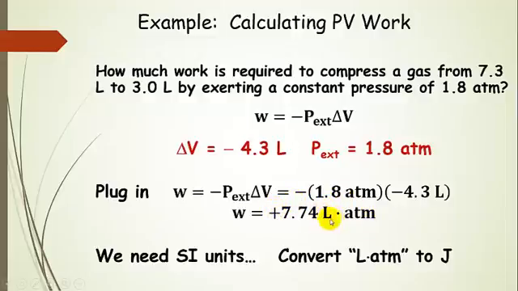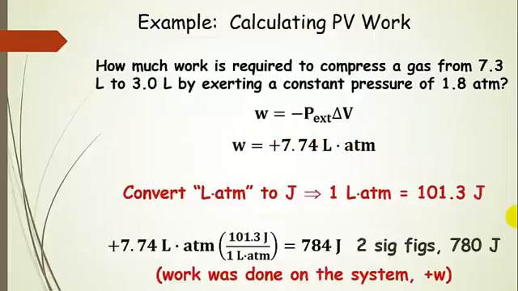And then we need to think about things, because look at those units: liters times atmosphere. Those aren't SI units, so we're going to have to convert those liter atmospheres to joules. The conversion for that is 1 liter atmosphere is equal to 101.3 joules. So if we take our 7.74 liter atmospheres and multiply it by 101.3 joules, the liter atmospheres are going to cancel out, and we end up with 784 joules.